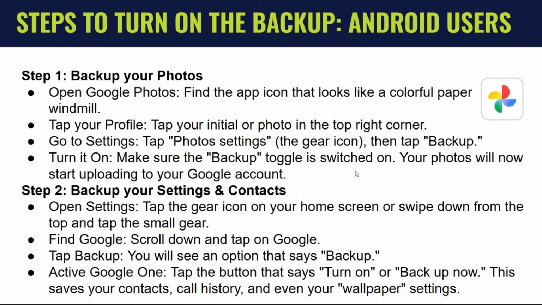Steps to turn on the backup for Android users. Step 1, backing up your photos through the Photos app. First, open the Google Photos app by finding the app icon that looks like a colorful paper windmill. Tap your profile by tapping your initials or photo in the right corner.